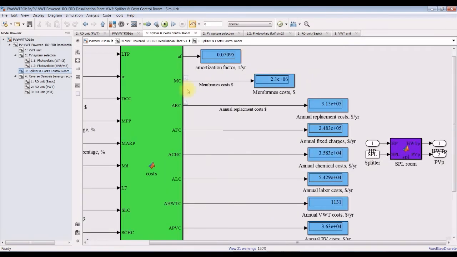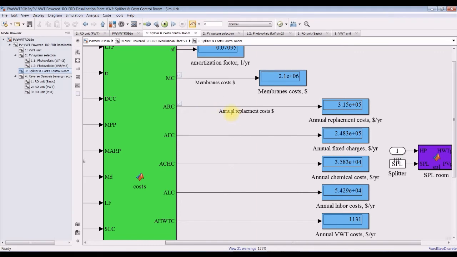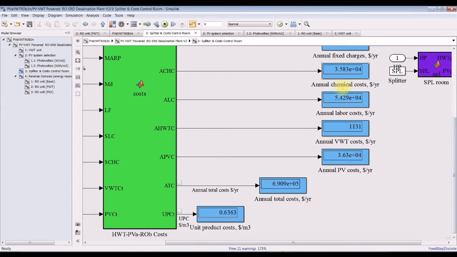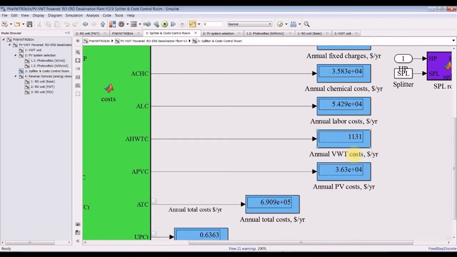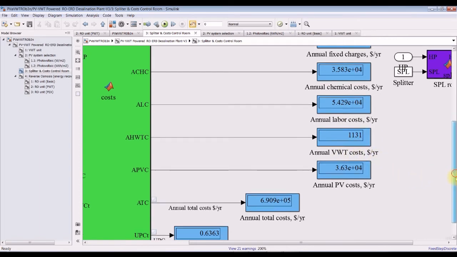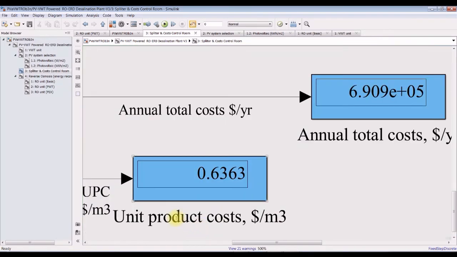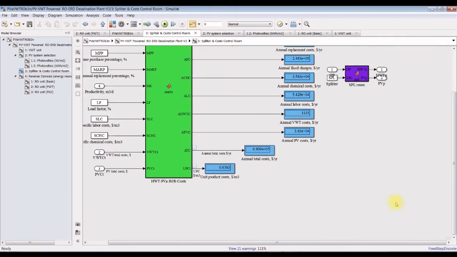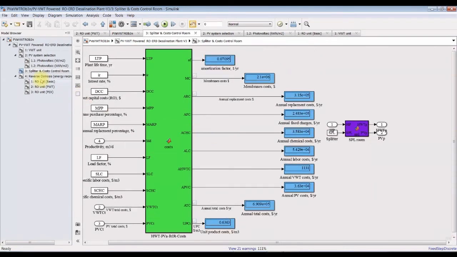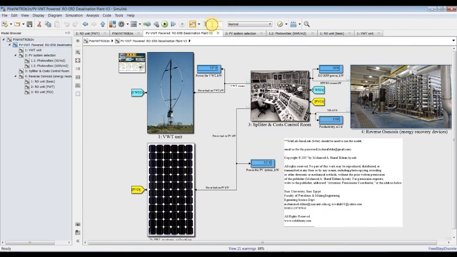You can discover membrane costs, annual replacement costs, annual fixed charges, annual chemical costs for reverse osmosis, annual labor costs, annual vertical wind turbine, and so on. This is unit product cost. We are going to sell our product at this price, 0.6 US dollar per meter cube of fresh water production.